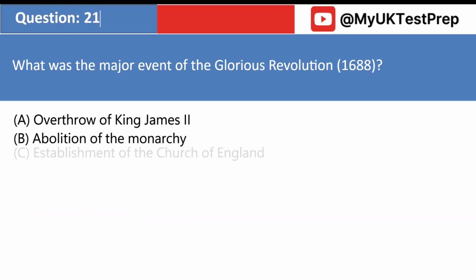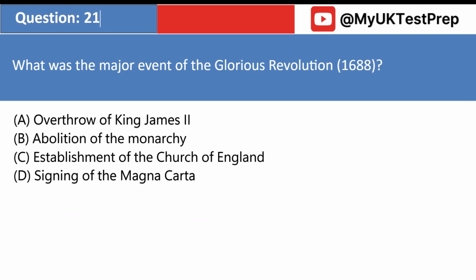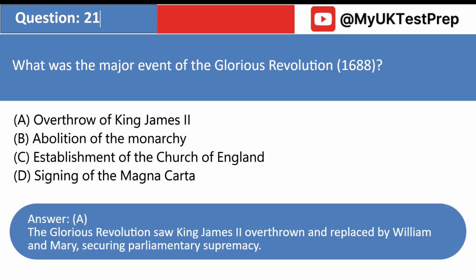What was the major event of the Glorious Revolution, 1688? A. Overthrow of King James II. B. Abolition of the monarchy. C. Establishment of the Church of England. D. Signing of the Magna Carta. Answer: A. The Glorious Revolution saw King James II overthrown and replaced by William and Mary, securing parliamentary supremacy.